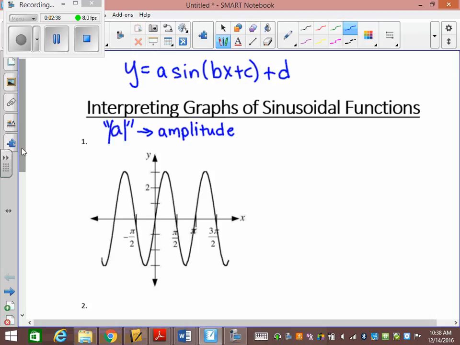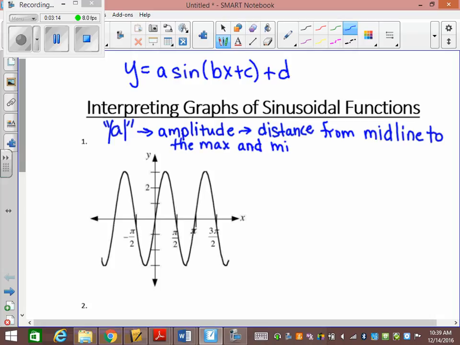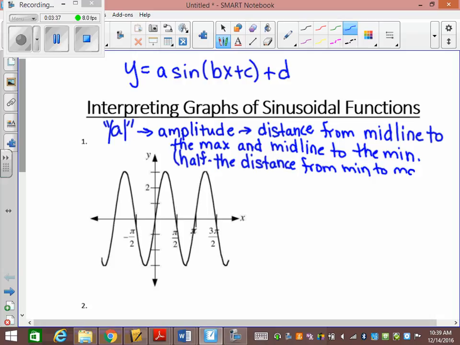I guess we should say the absolute value of A represents the amplitude. Because if your A value is negative, when you take it out of an equation, which we're going to do tomorrow, your amplitude is always positive. Your amplitude is the distance from the midline to the max, and the midline to the min. The other way of looking at it is it's half the distance from the min to the max. So if I found out that from max to min it was a distance of 10, the amplitude would be 5.